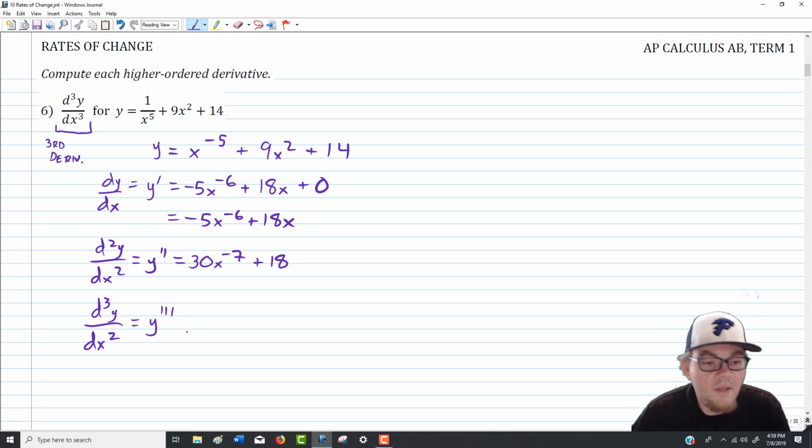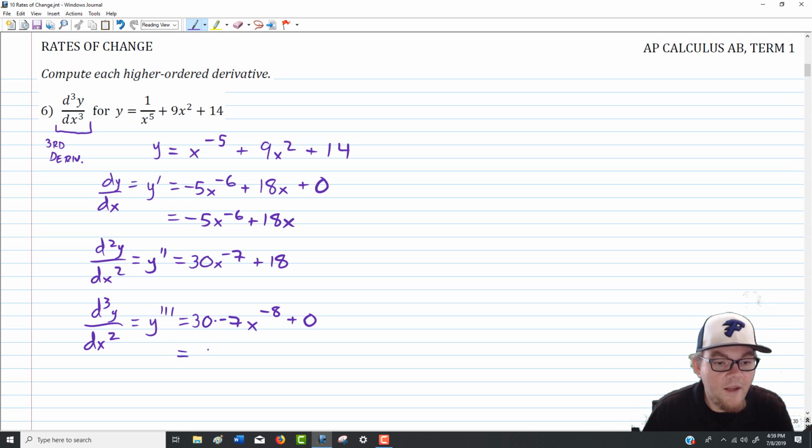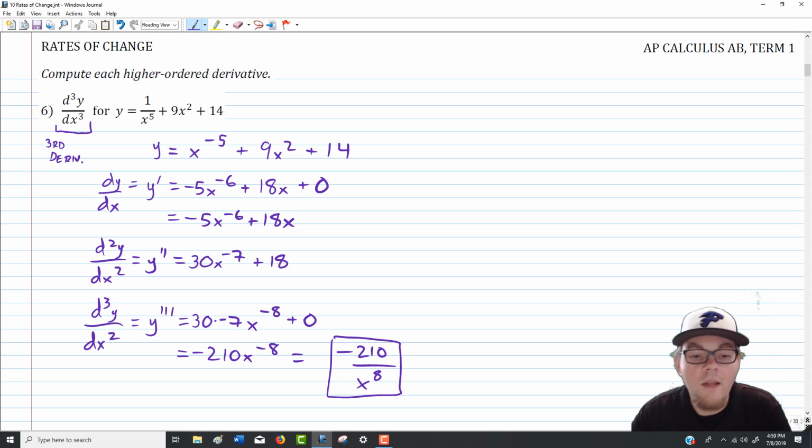So that third derivative is the same thing as y triple prime. That's going to be 30 times negative 7. I'll be careful here. 30 times negative 7, x to the negative 8 plus 0. Simplifying a little bit, we get negative 210 x to the negative 8. Or the way I'd love it to look, negative 210 over x to the 8th. And voila, there is our third derivative that we are looking for. One thing to remember is that there's no fast way, there's no shortcut. You just have to go through all the intermediate derivatives to get there.